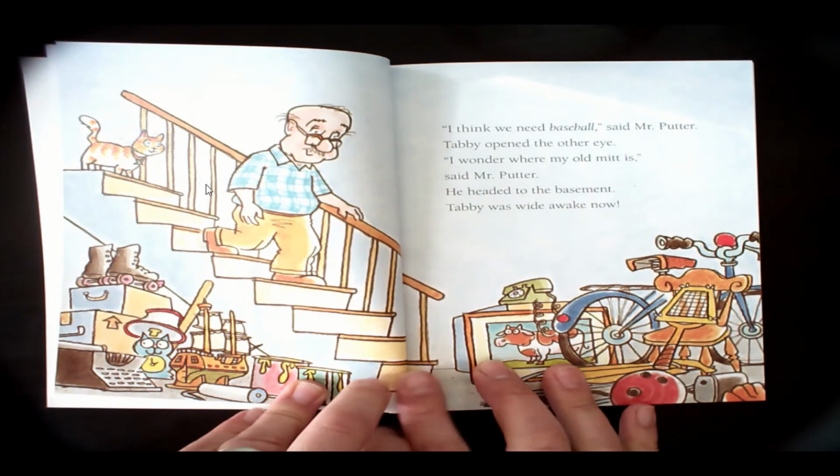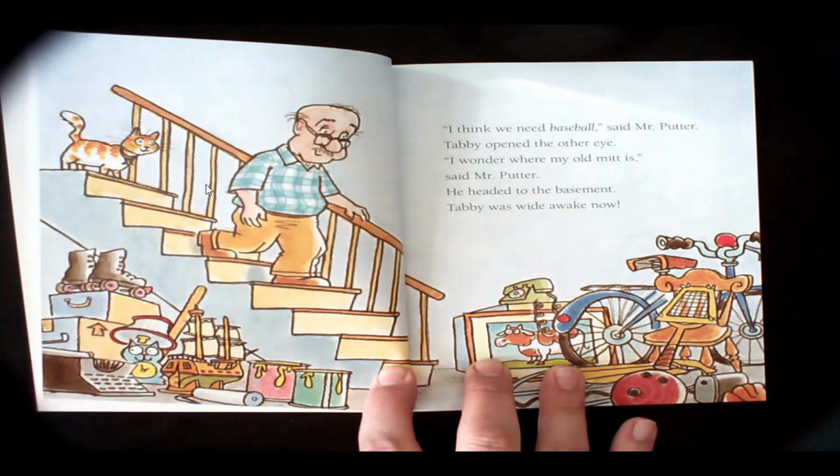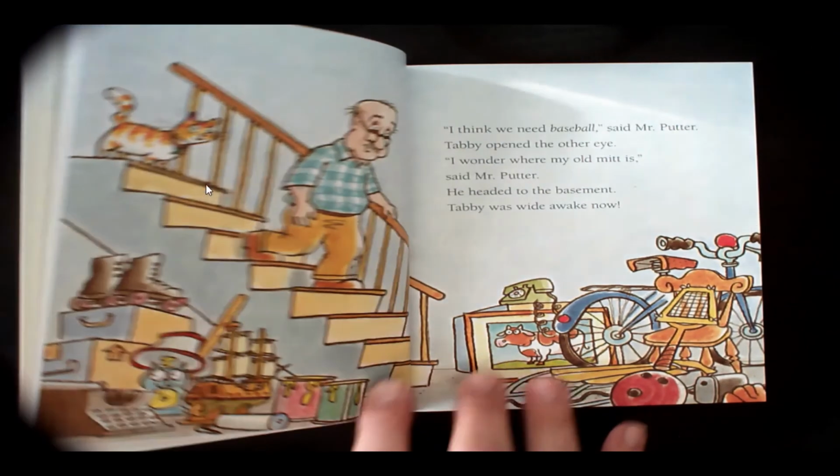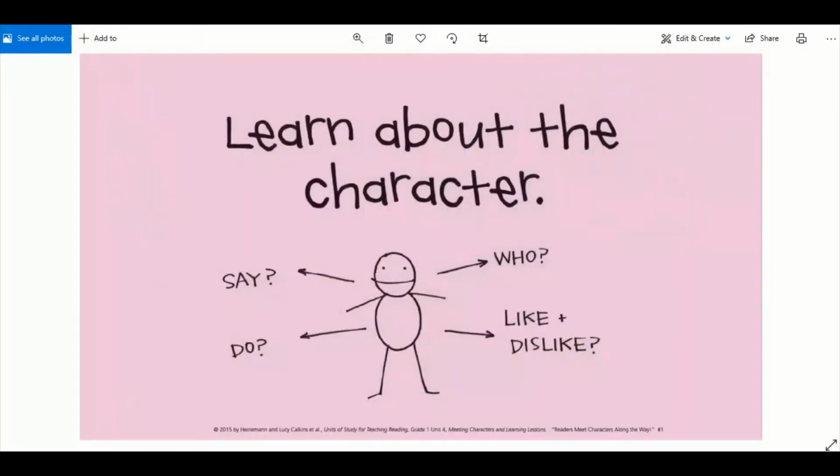Okay? In just those few pages, we learned a lot about Mr. Putter and Tabby. Let's take a look at that right now. So, learning about the character: What do they say? What do they do? What do they like? What do they dislike? Who are they with? We can tell a lot about Mr. Putter and Tabby. They take naps a lot. They're always together. What do they like? Well, they like naps. And we think they might have done some other things like bowling or roller skating or tennis or bike riding. So it looks like they like to be outdoors.